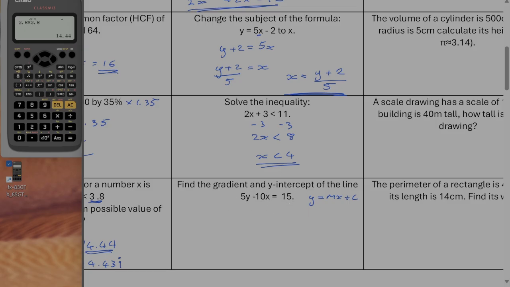So I'm going to start by adding 10x on both sides. That will give me 5y is equal to 10x plus 15. Then if I divide both sides by 5, I get y is equal to 2x plus 3. So the gradient, m, is going to be equal to 2. And the intercept on the y-axis, c, is going to be 3.